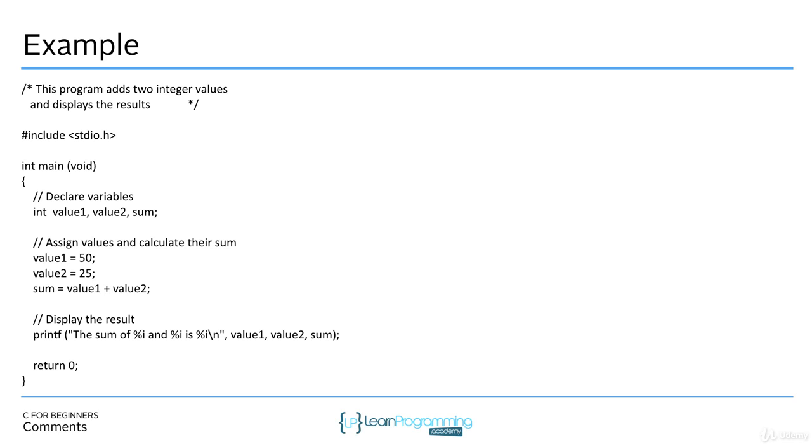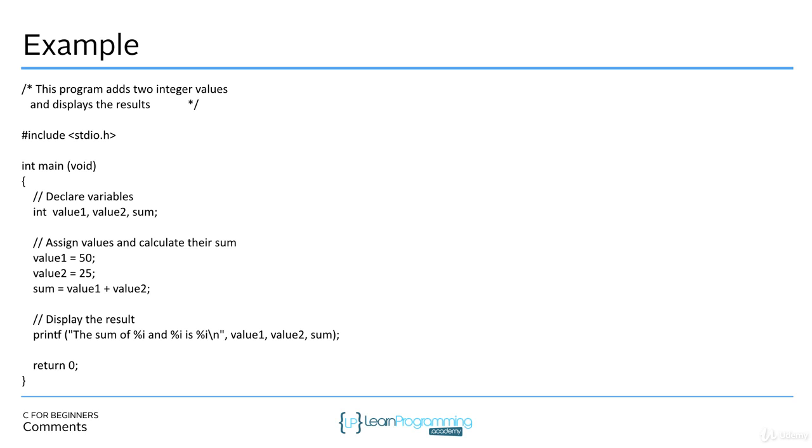Here's a common example that you would see in a program. This is a program that contains C code. You don't know really what the heck this is doing, but you could look at the comments and sort of identify what's going on. So there's a comment at the top that says this program adds 2 integer values and displays the results. It's telling you the purpose of the program, what it's doing.